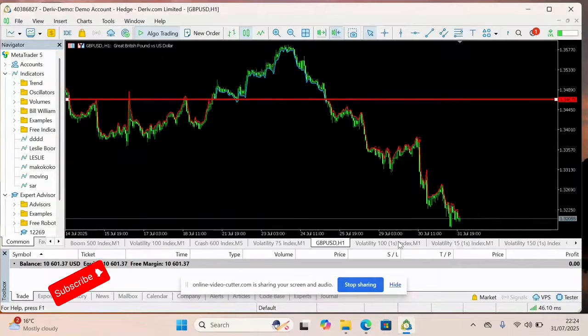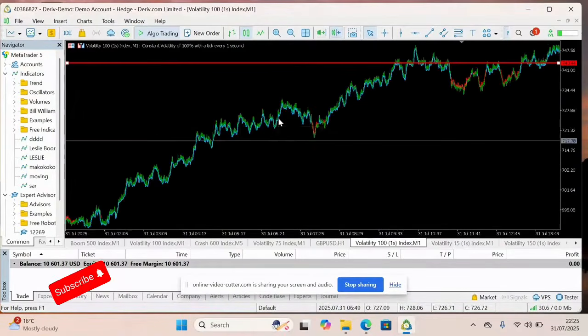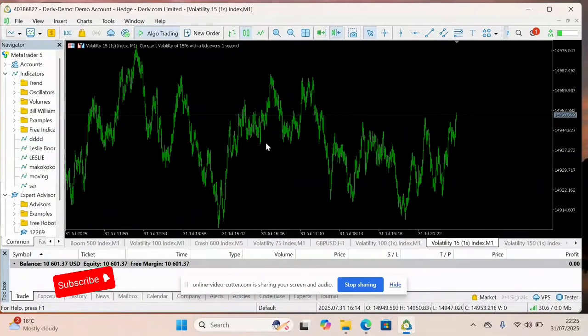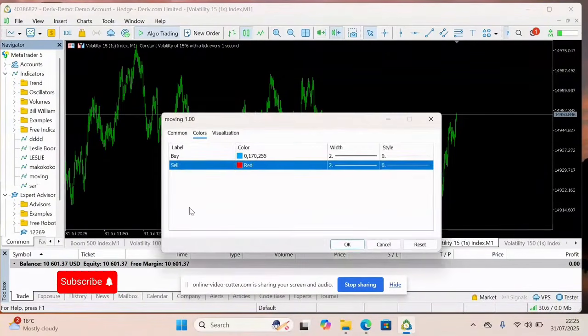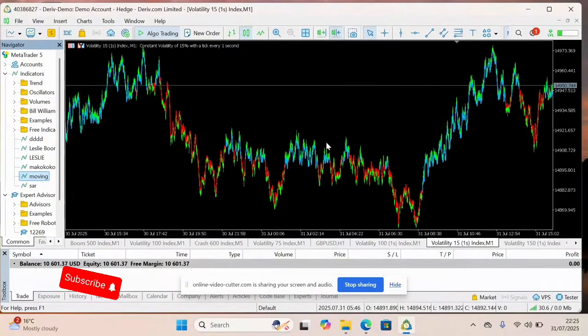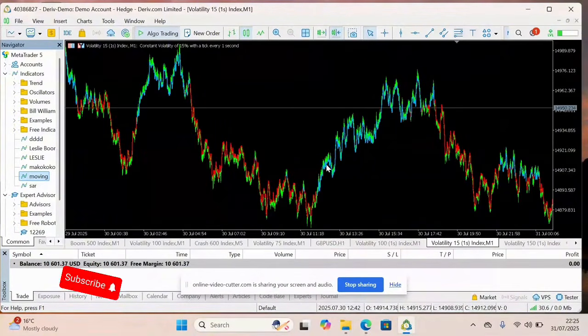Okay, so on volatility it is still there. You pretty much do the same thing. It actually works on all volatilities. You just need to install it and watch the magic happen. All right, watch the magic happen. So this is how it works.